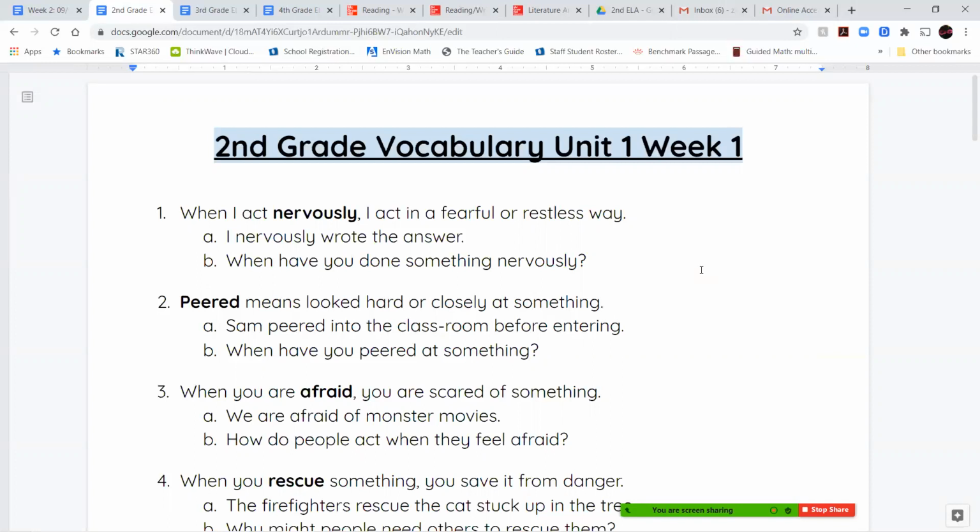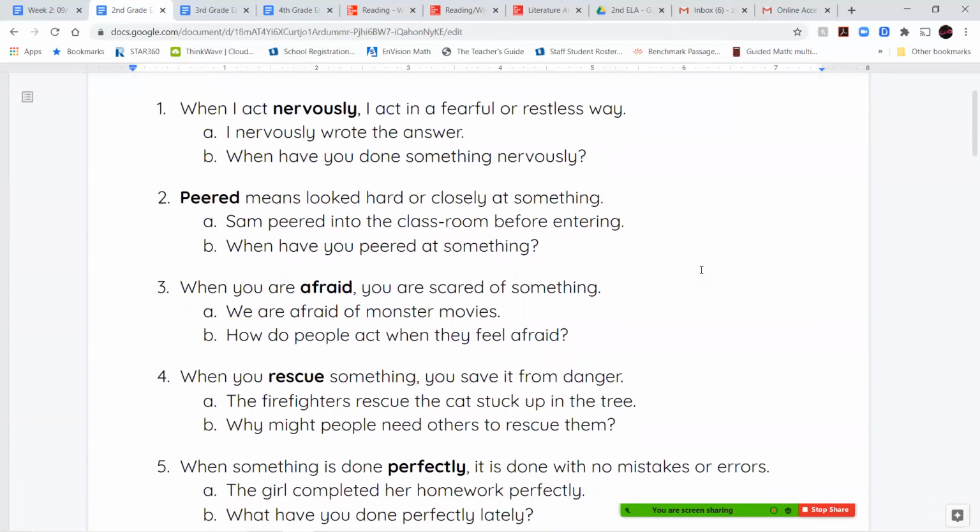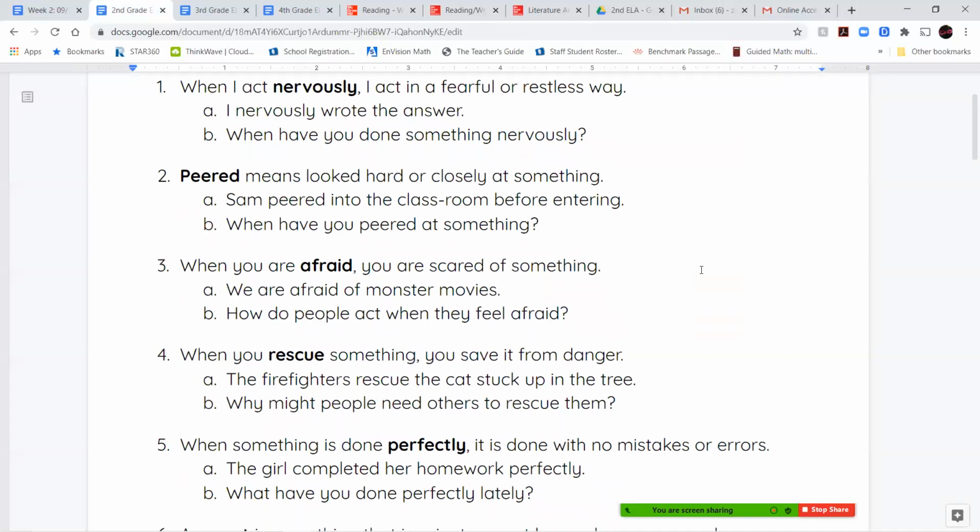And we know that in our first story, Mouse was very nervous because he was worried that snakes were dangerous to mice. Your second word is the word peered. When you peer at something, you're looking at it very closely, right? You looked really hard or closely at something. So we can say Sam peered into the classroom before entering. And we can say, when have you peered at something? So when have you looked very closely or carefully at something?